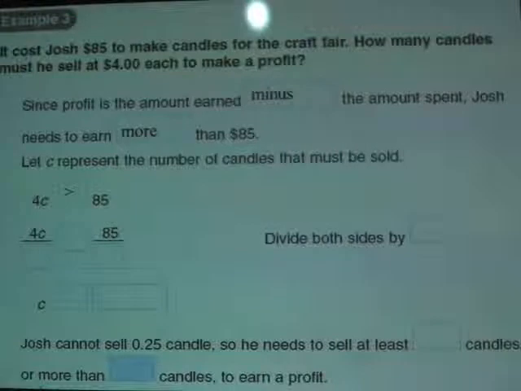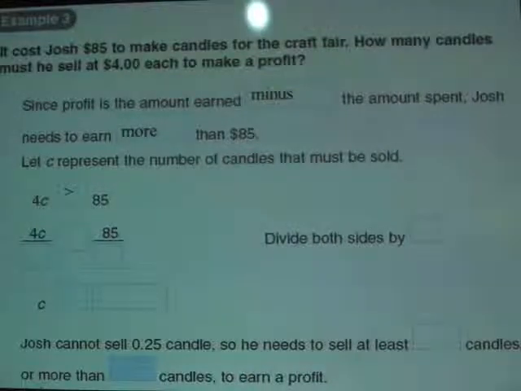C is going to represent the number of candles that must be sold. So if he sold 1 candle, we would figure that out at 4 times 1 or $4. 2 candles would be 4 times 2 or $8. 3 candles would be 4 times 3 or $12. We're going to keep going all the way down there. And so since we don't really know the number, instead of 1 or 2 or 3 or 4, we're going to just call it C for the number of candles. 4 times C. And that's got to be bigger than 85. Again, because profit, you have to go past what you spend in order to have a profit. So that's where 4 times C is greater than 85 comes from.